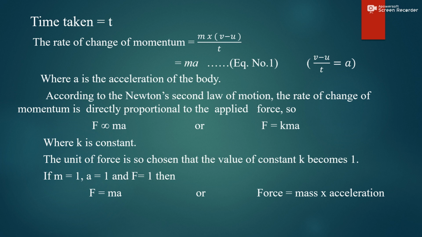This is our equation number 1. According to Newton's second law of motion, the rate of change of momentum is directly proportional to the applied force. So, F is directly proportional to ma, or F is equal to kma, where k is a constant. The unit of force is so chosen that the value of constant k becomes 1. If m is equal to 1 and a is equal to 1, then F also becomes 1.